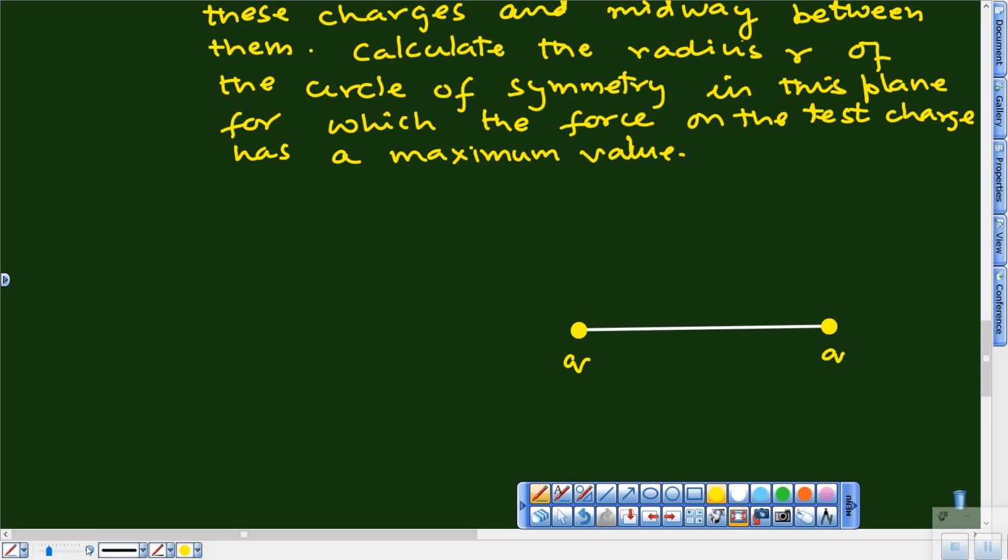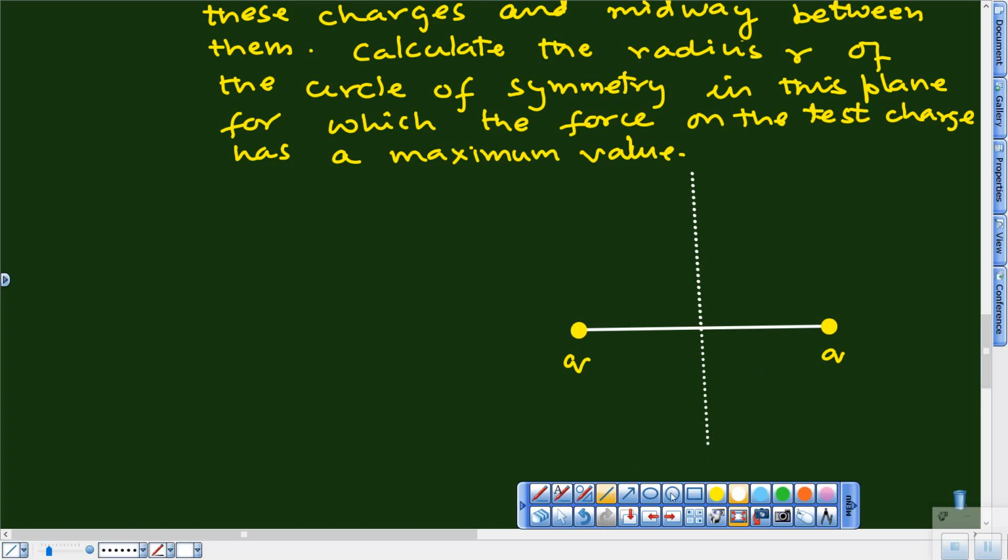So there is a plane of symmetry. Although I'm drawing it as a line, think of it as a plane. It is a plane which is the perpendicular bisector of the line joining the two charges.